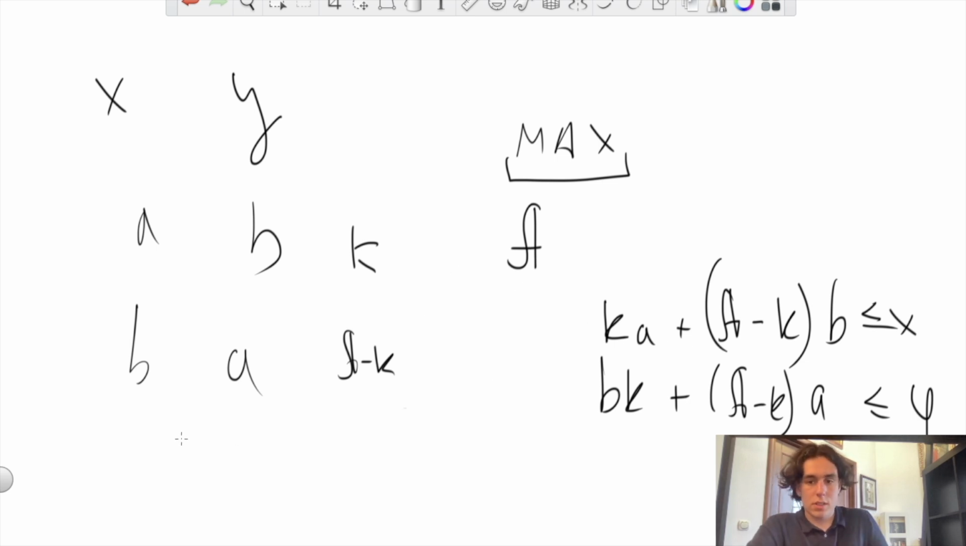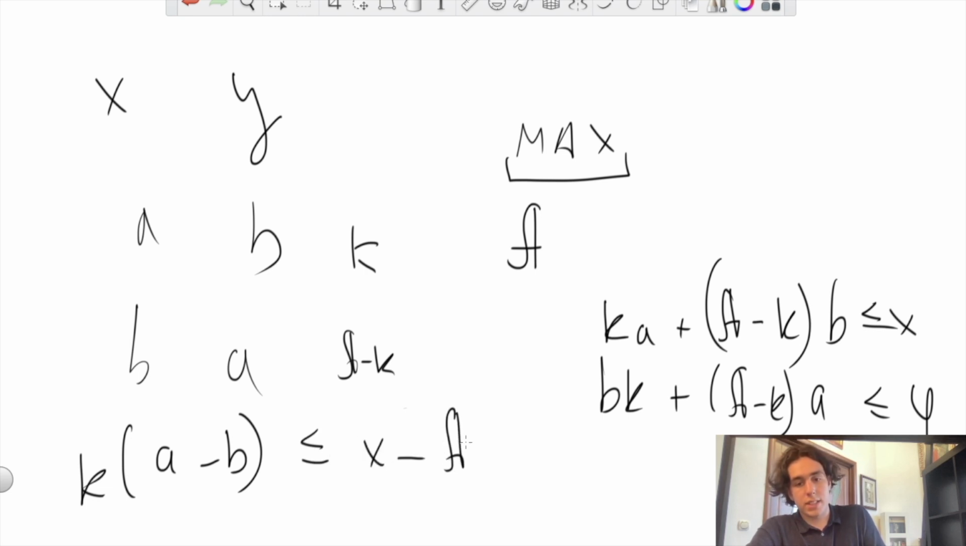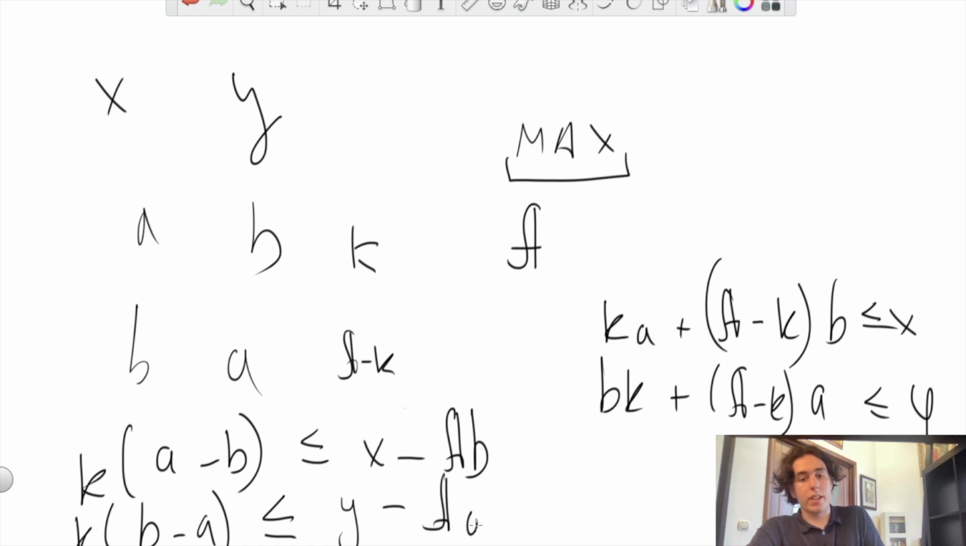So let's write it down like this. K multiplied by (A minus B) isn't bigger than X minus MB. K multiplied by (B minus A) isn't bigger than Y minus MA. And if this can be done, then the answer is yes. We should be careful about whether this is positive or negative. Right, yeah, kind of makes sense. Okay.